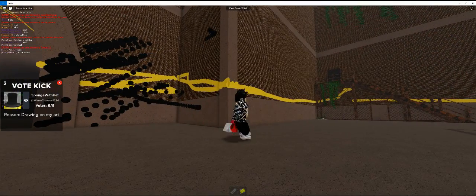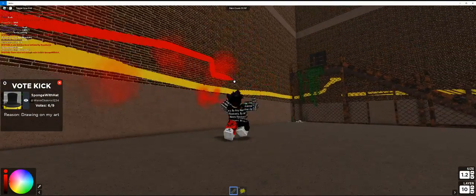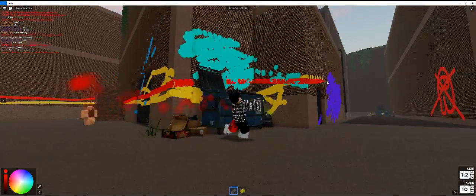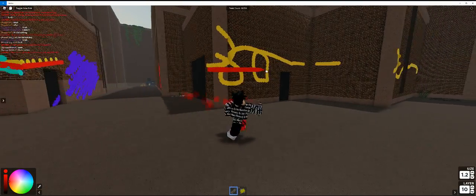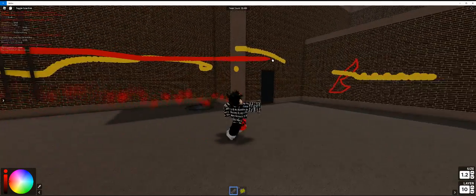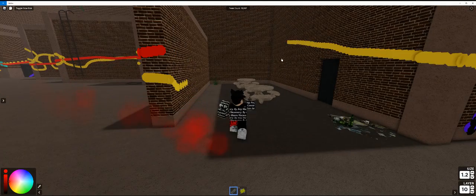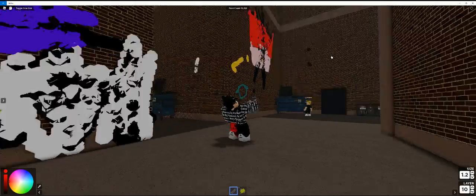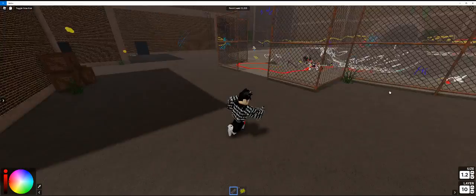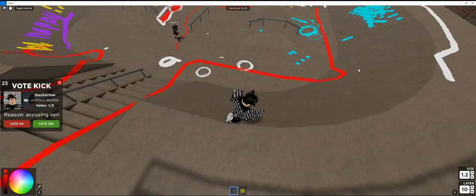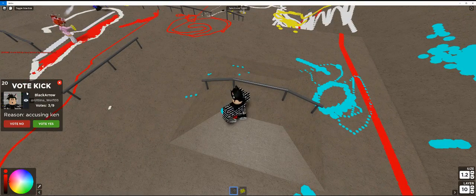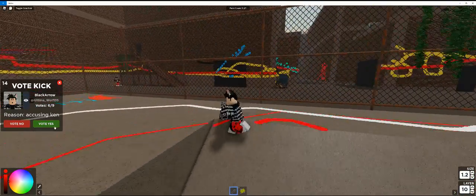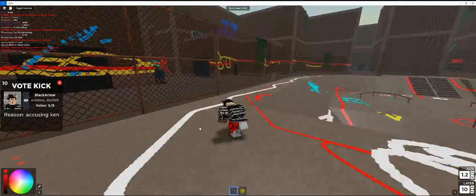Let's see, looks like someone did an entire yellow line around the place, so I will do a red line. Looks kind of cool. Nope. And I finished my red line even though I didn't go everywhere. I mean, I did vote him because he did do a swear word, so yes. That's why I voted him.